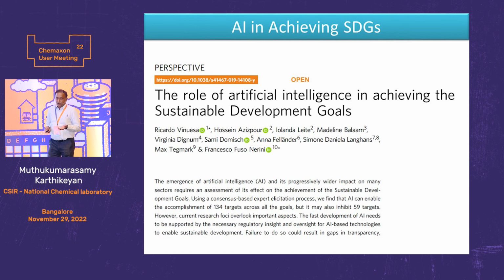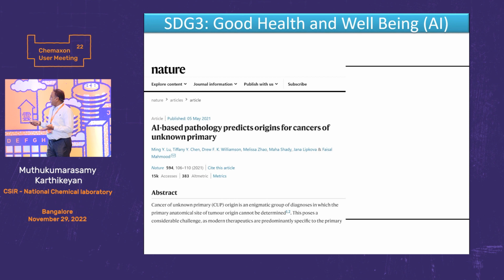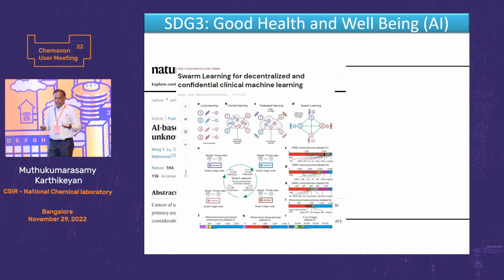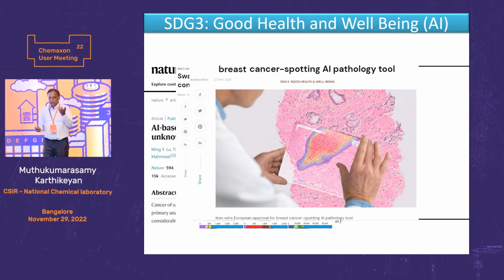I started working on the sustainable development goals. Then I saw that health is one of the components of the sustainable development goals, and you can see this publication. I think people should see the role of AI in achieving the sustainable development goals, and one of the components is health. So you can see that AI is coming everywhere. There is AI-based pathology that predicts the origin of cancers, then AI and machine learning for health. Then people use image processing for breast cancer analysis. So AI is coming everywhere.